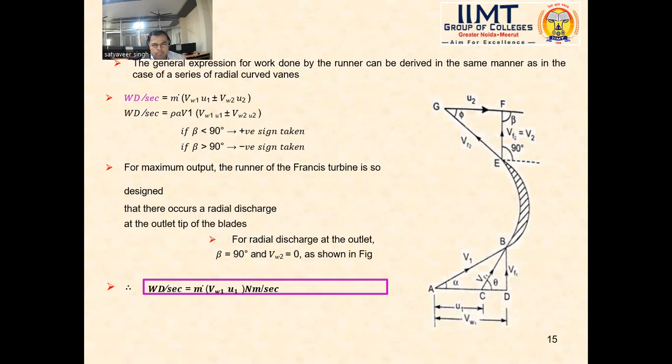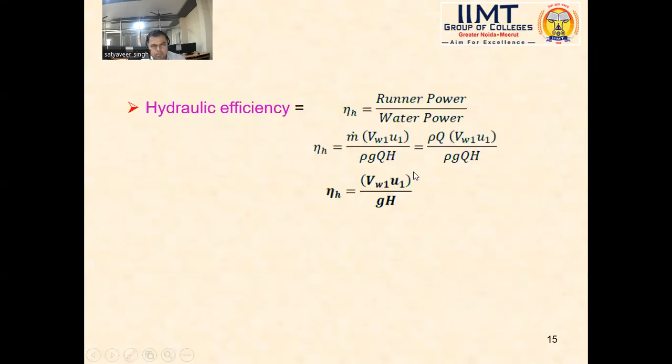And we can say that phi and alpha are the two blade angles at inlet and outlet. Next, what is hydraulic efficiency? To find out the hydraulic efficiency, hydraulic means water.